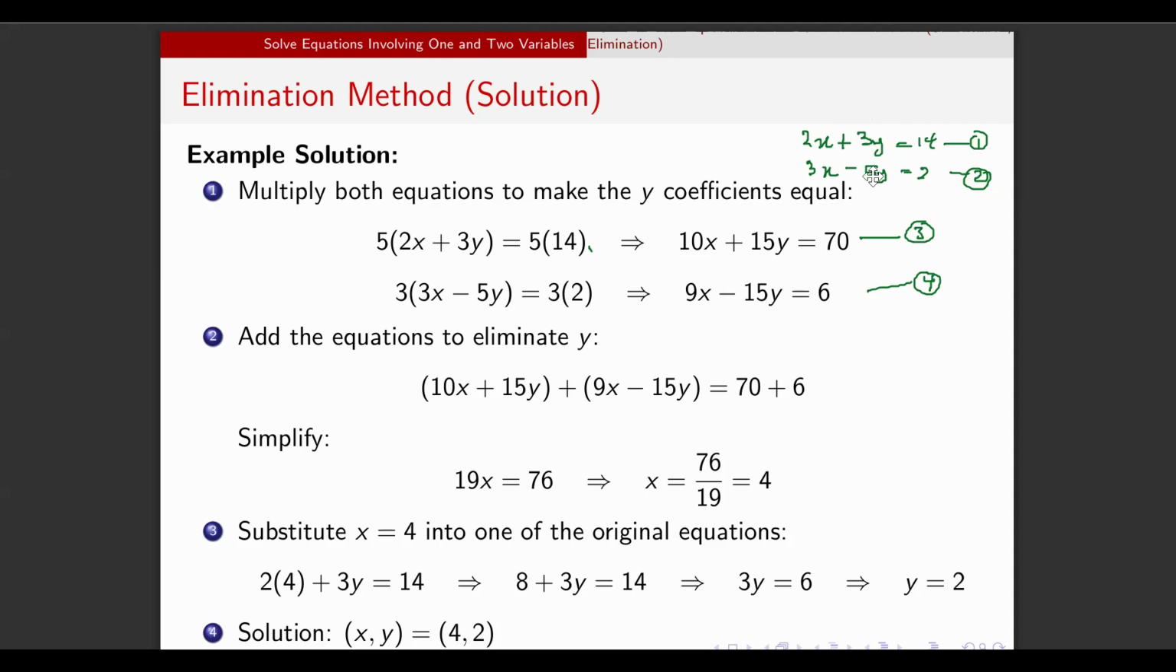How do I make 3y and 5y have the same coefficients? I thought that if I multiply 3 by 5, I'll get 15. And if I multiply this 5 also by 3, I'll get 15. Then I'll have 15y, 15y for both of them.